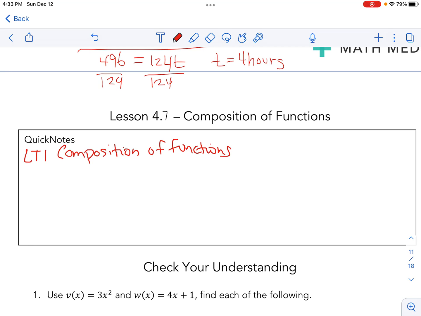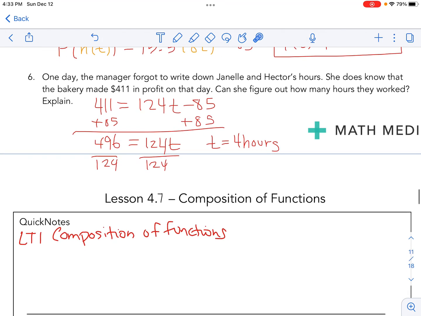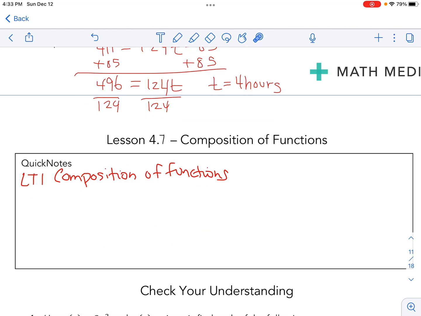So what we're getting at here is given two functions, we can write a composition of functions. So here's the notation for that. Like I said just a second ago, it's saying we can put one function into another. So look at this notation. We want to put the number of pies into the profit function. So it says given two functions.